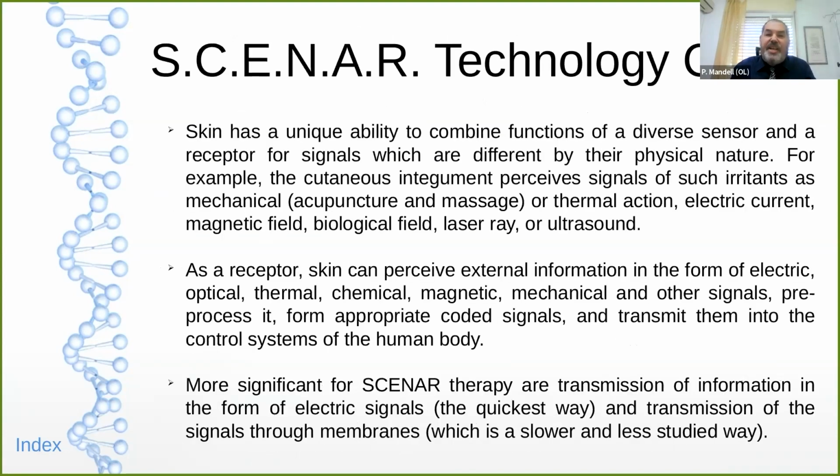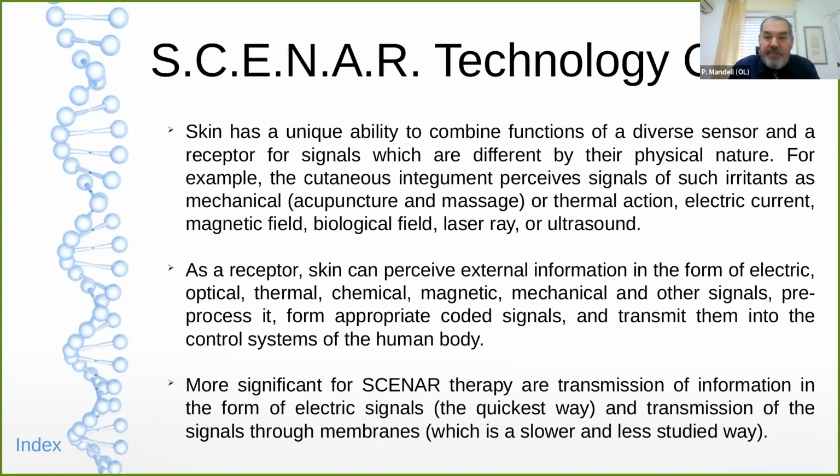The skin has a unique ability to combine function of diverse sensor and receptor for signals, which are different in their physical nature. For example, cutaneous integument, which is just a fancy name for skin, perceives signals of such irritants as mechanical, if that's acupuncture, massage, or thermal action, electrical current, magnetic field, biological field, a laser ray, or ultrasound. These all have an effect on the skin.